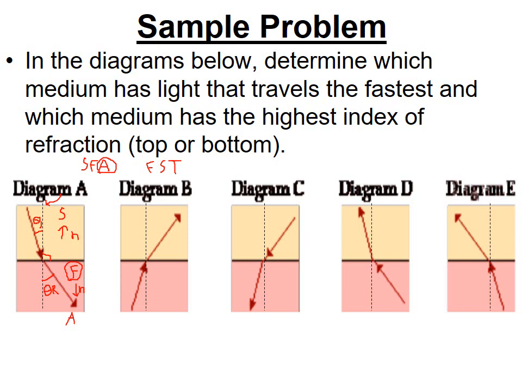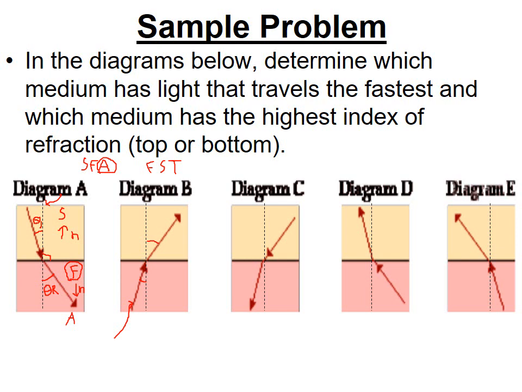So again, let's take a look. In this case, the incident ray is in the bottom medium. Make sure you look at the direction that the arrow is pointing, right? The direction in which the arrow is pointing shows where the light is going to. Here's our angle of incidence. Here's our angle of refraction.